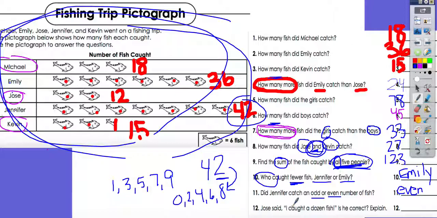Jose said, I caught a dozen fish. Is he correct? Explain. Well, what is a dozen? Does anyone know? Like a dozen cookies or a dozen eggs? A dozen means 12. So did Jose catch 12? He did catch 12. So yes, he is correct because a dozen is the same as 12, and he caught 12.